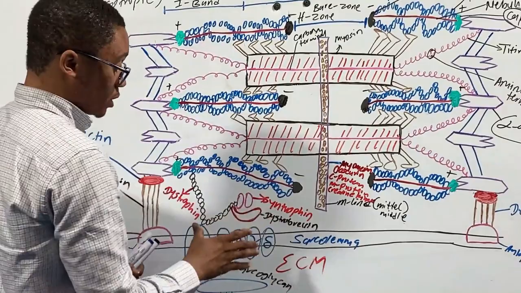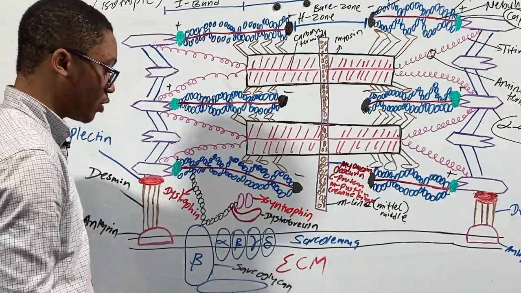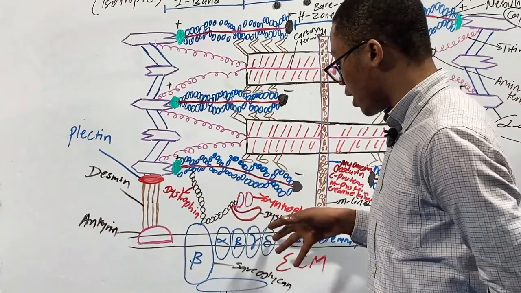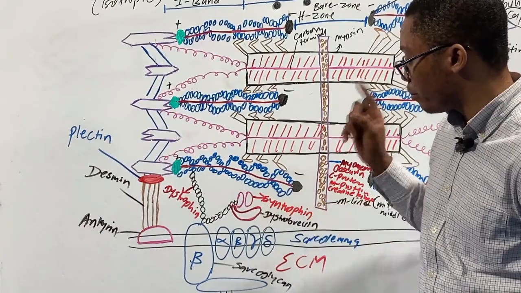Because a mutation or an absence of dystrophin will cause a very severe illness. But we'll talk about the clinical importance later. So the dystrophin attaches to the cycloglycan, which has five subunits: beta, alpha, beta, gamma, delta. It also attaches to the syntrophin, and this syntrophin attaches to the dystrobrevin.